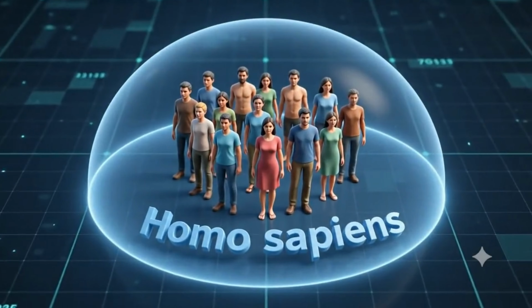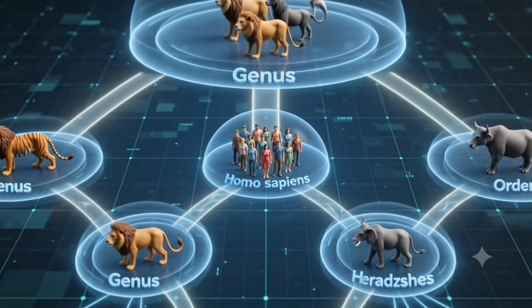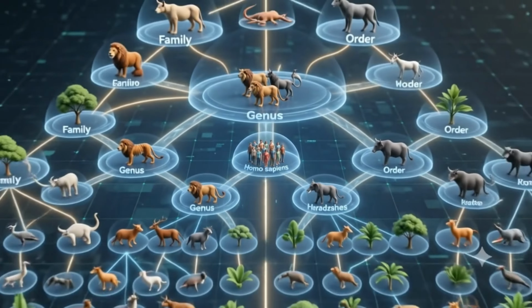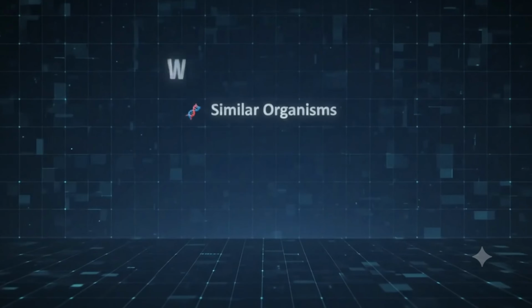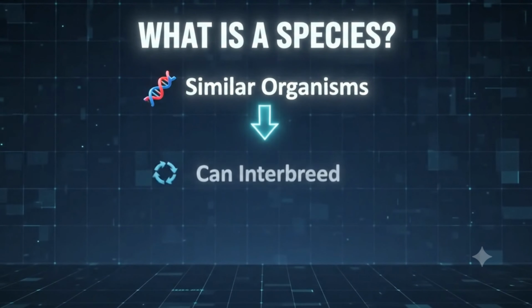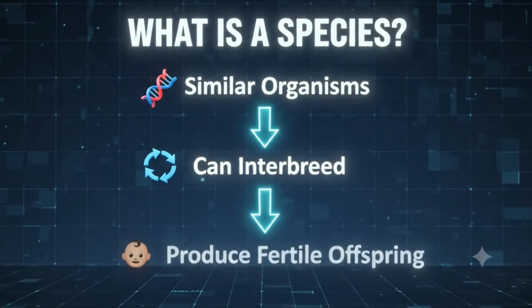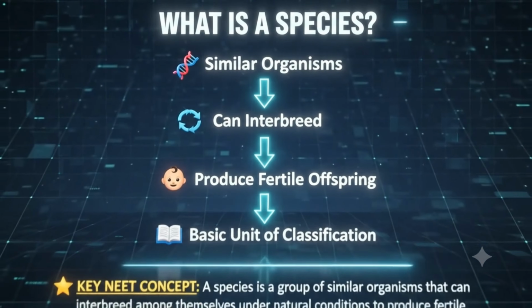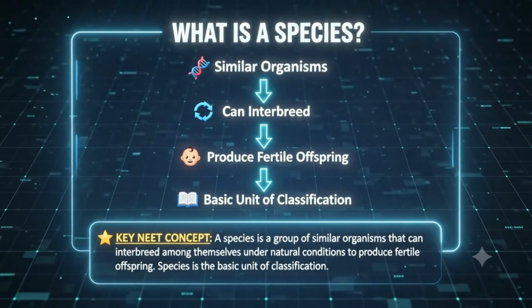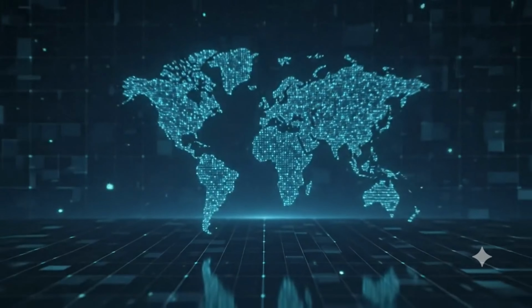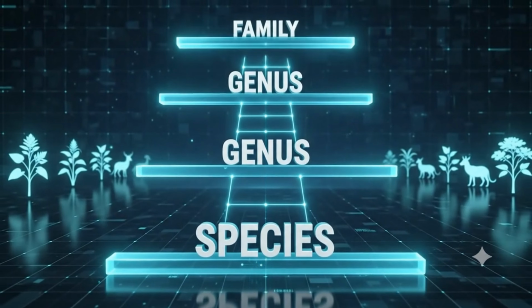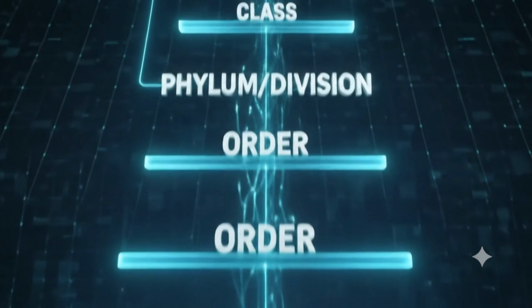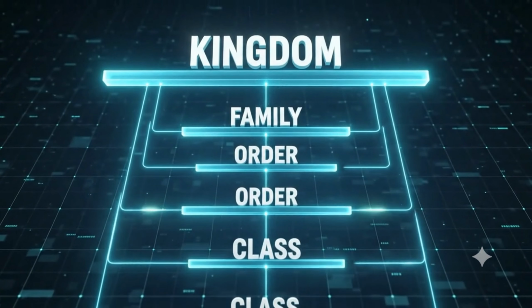Now we know what a species is. But how are species organized into larger groups? In the next video, we'll explore the taxonomical hierarchy. First, species consist of similar organisms. Second, they can interbreed under natural conditions. Third, and finally, species is the basic unit of classification. A species is the basic unit of classification. But how are species grouped into larger categories? Let's climb the ladder of the taxonomical hierarchy, from species to kingdom.